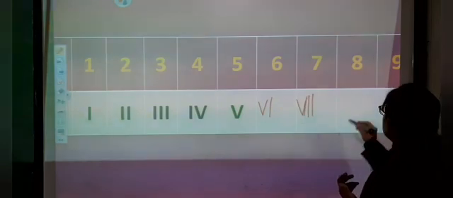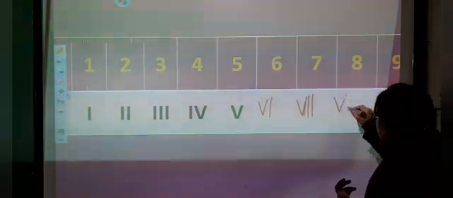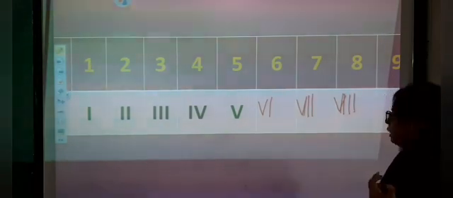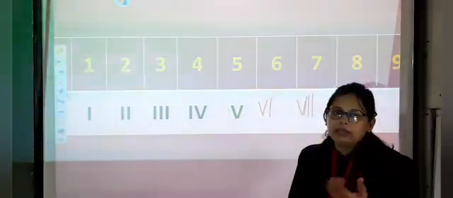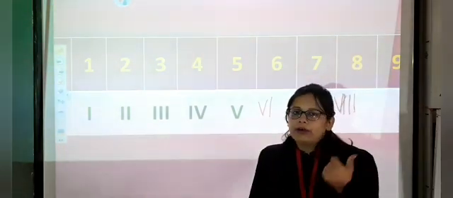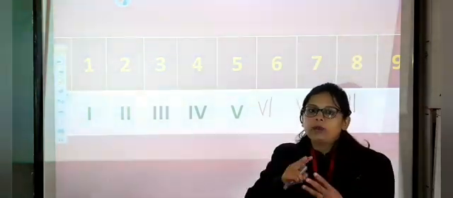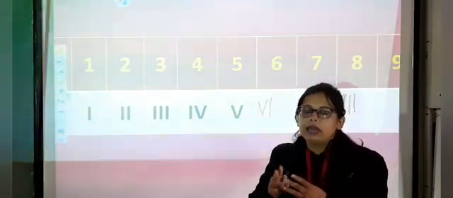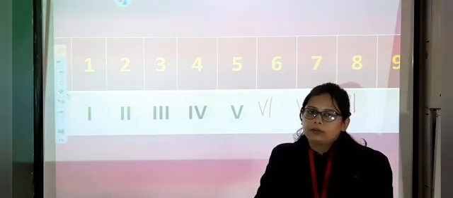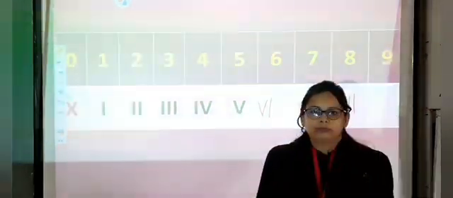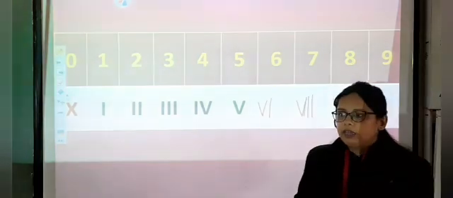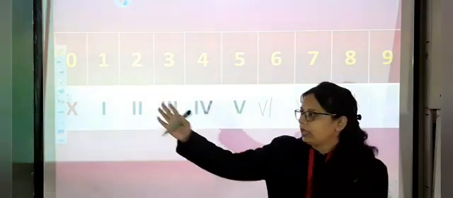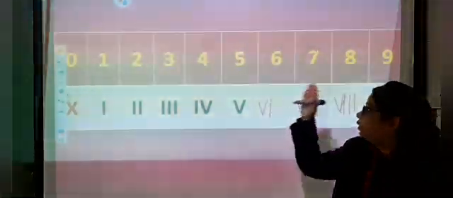For 8, V. So this is called 8, means V plus 3. V plus 3 means 5 plus 3. 5 for V, and for 3 we have to add 3 I's. 1 plus 1 plus 1, that is 3 I's. So V plus 3 I's is 8. So children, you have seen we can combine alphabet V and I to make numerals from 1 to 8.